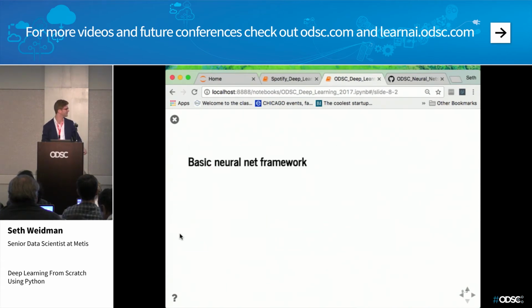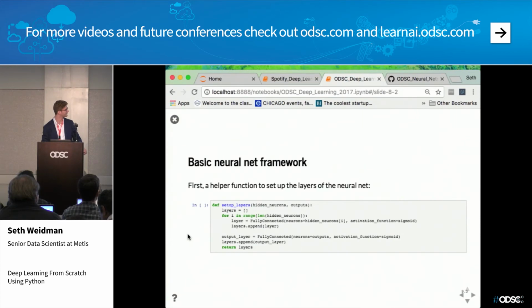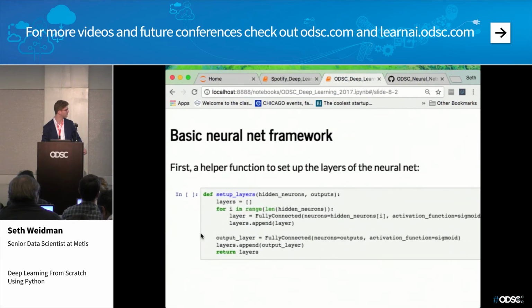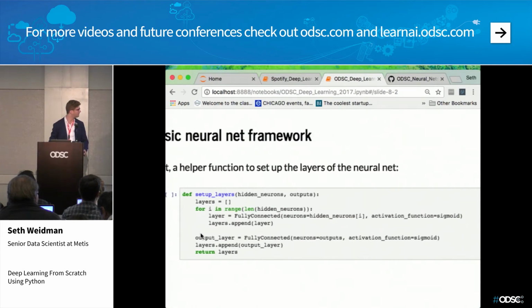Anyway, all right. So first, this is just a helper function that I'm going to use throughout to set up layers in the neural net.